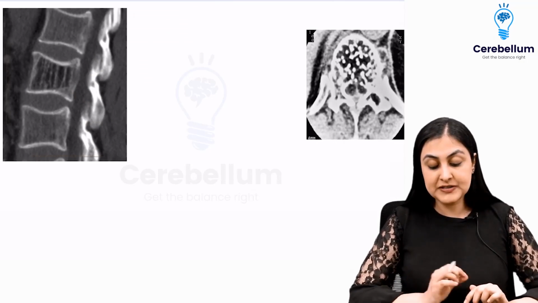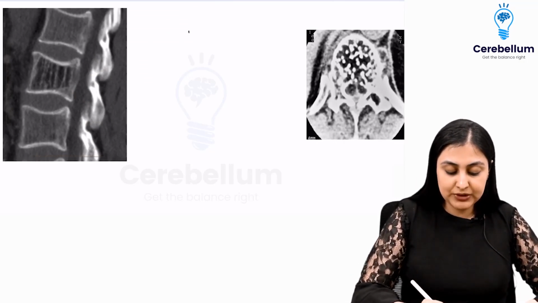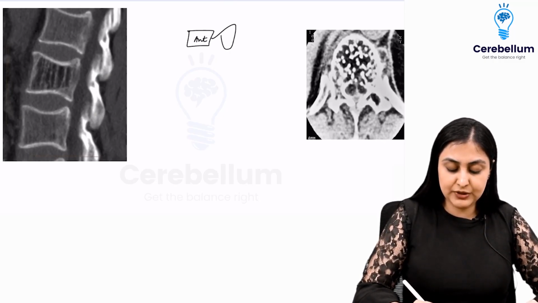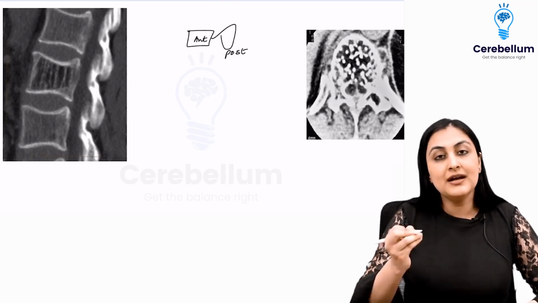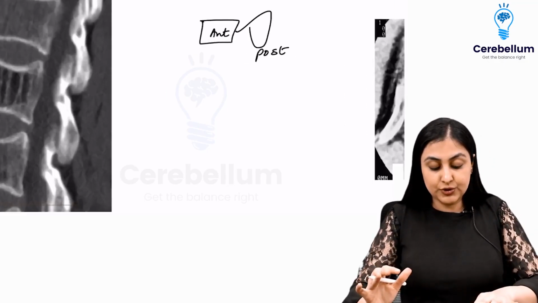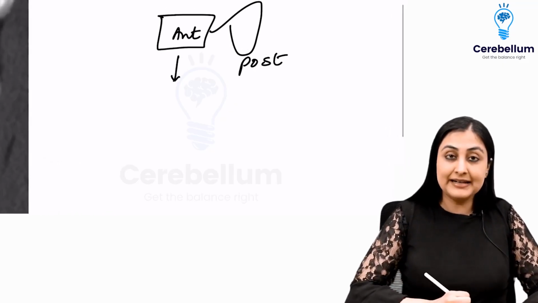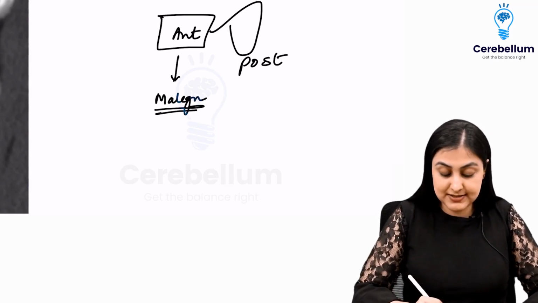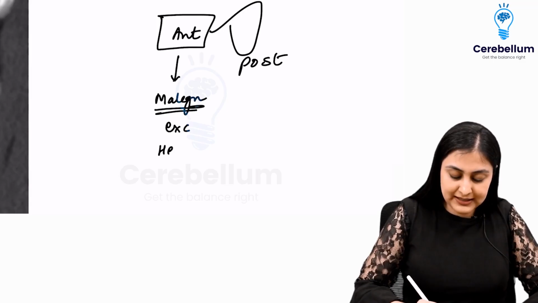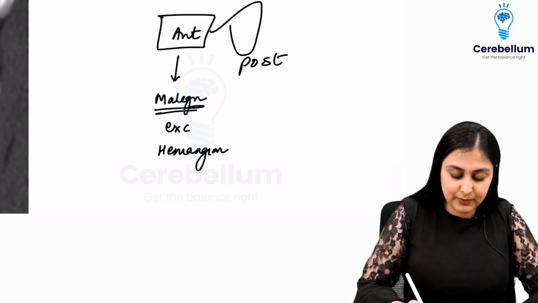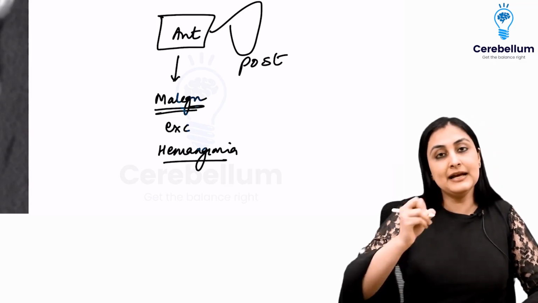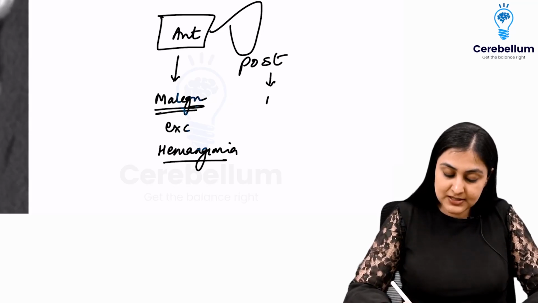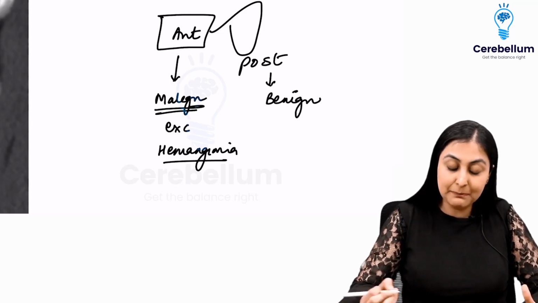Now, talking about the spine, just one thumb rule that you want to understand, that in the spine, we have the anterior vertebral body and then you have the posterior elements. The general rule is that within the anterior body, we are going to have malignant tumors or basically metastasis. The only exception is a hemangioma, which is the most common benign tumor of the spine in body of the vertebra.